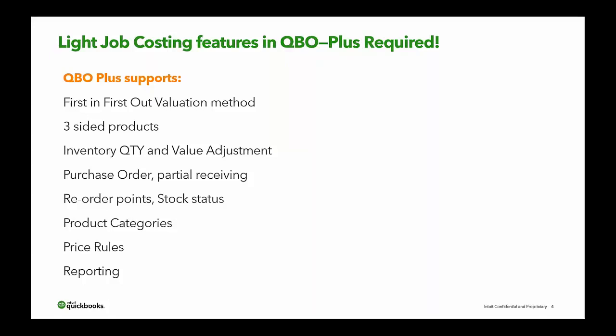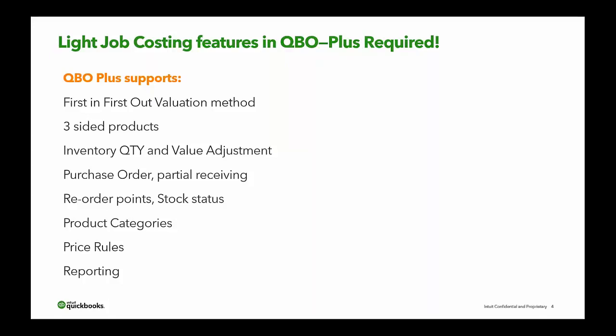So really, sorry, not job costing, but inventory features, light inventory. It's the first in, first out valuation method. So I just named the slide wrong. Forgive me for that. Three-sided items, though, so similar to desktop, but it's not average cost. So it's first in, first out as a valuation method.